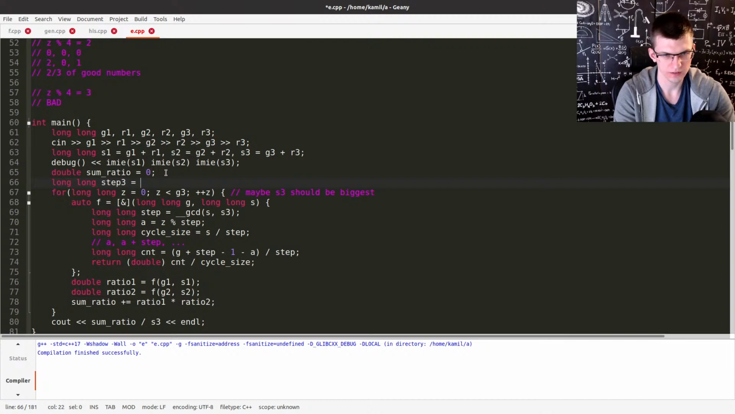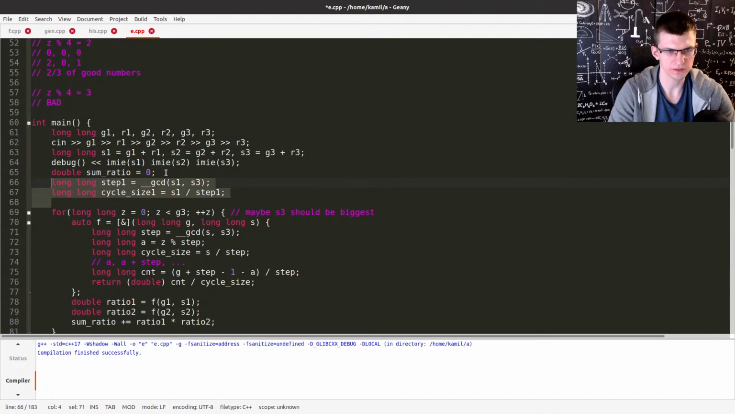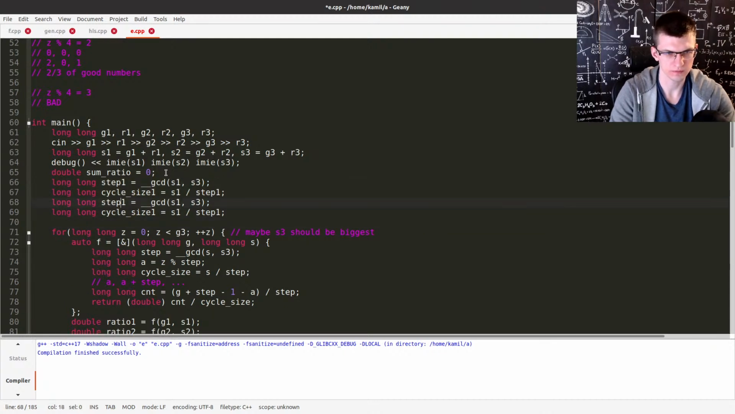Step 3. We know step 1. GCD of S1, S3. Cycle size 1 is S1 divided by that. Same for step 2. Now I will not get S here at all. I will just get step and cycle size.